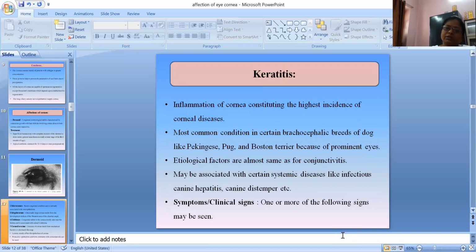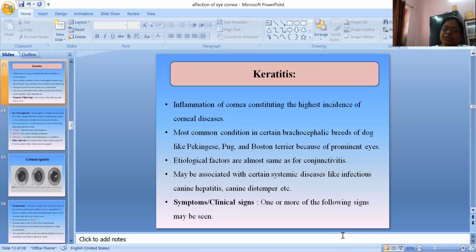So keratitis is inflammation of the cornea, constituting the highest incidence of corneal disease. It is the most common condition in certain brachycephalic breeds like Pekingese, Pug, and Boston Terrier, because of prominent eyes. Eye problems are frequently seen in brachycephalic breeds due to prominent eyes.